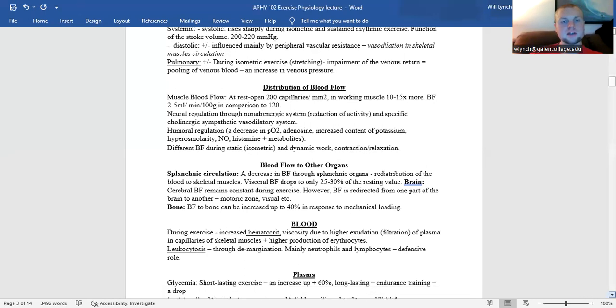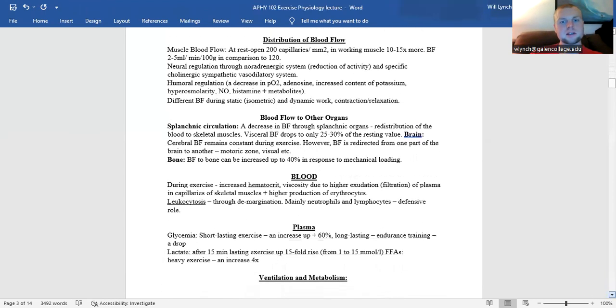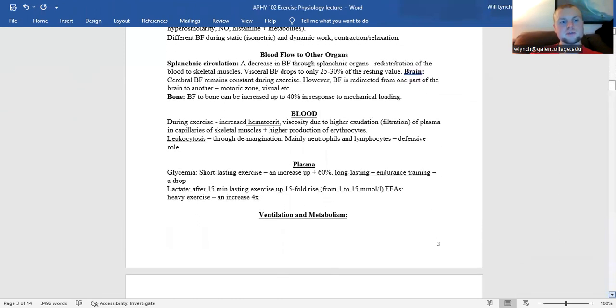All right, during exercise, especially prolonged exercise, endurance exercise, we see an increase in viscosity in the blood because we have an increase in red blood cell concentrations, which leads to a higher hematocrit, right? We can see increase in filtration pressure at the capillaries of the skeletal muscle and higher production of red blood cells. Leukocytosis is going to be an increase in white blood cells. We're going to see this because of demarginization. We see mainly neutrophils and lymphocytes increase.